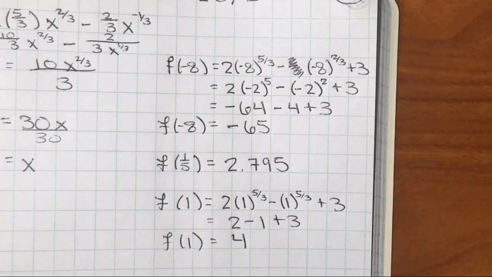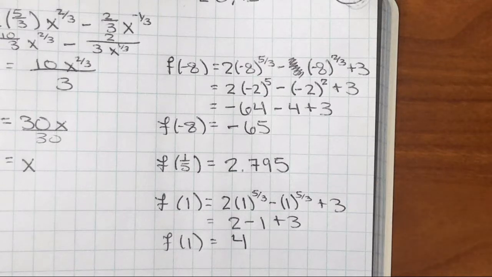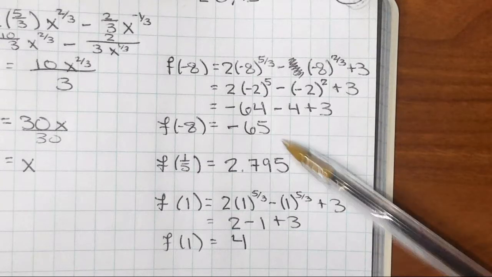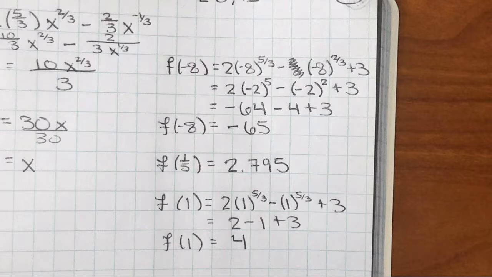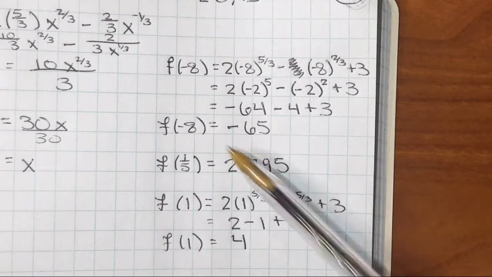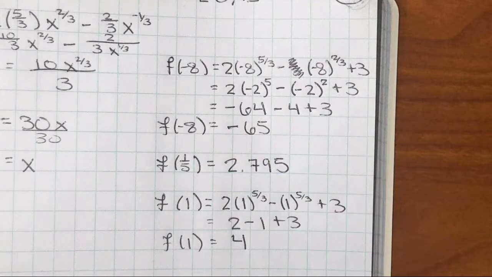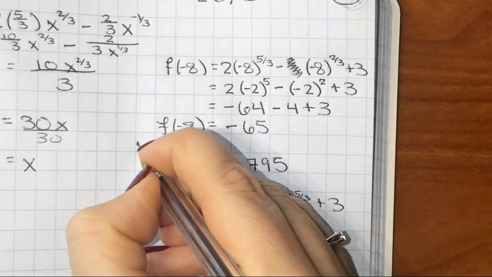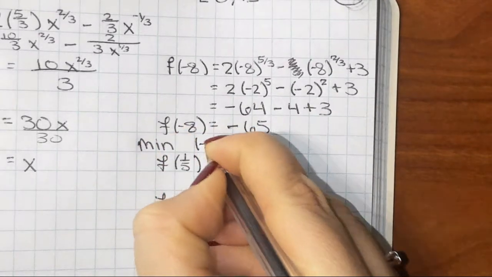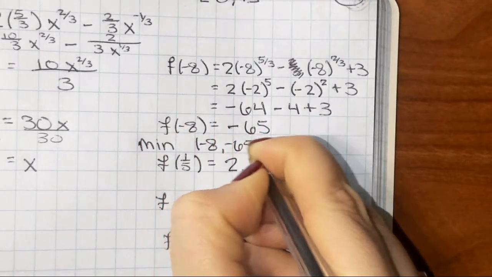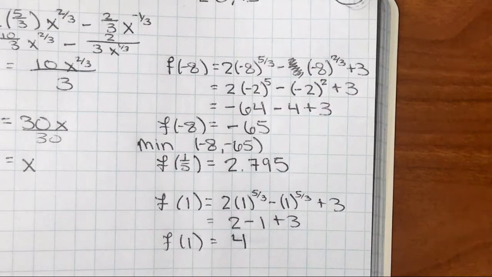Okay. So let's look at this. Based upon my y values, where is my minimum occurring? Negative 8, negative 65. That's the point. So here's the minimum. Where's my maximum occurring? At 1.